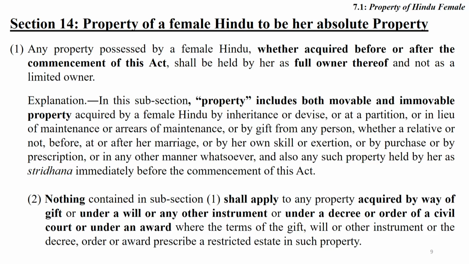Friends, subclause 2: nothing contained in subsection 1 shall apply to any property acquired by way of gift or under a will or any other instrument or under the decree or order of a civil court or under an award, where the terms of the gift, will or other instrument or the decree, order or award prescribe a restricted estate in such property. Subclause 2 has a different interpretation. Subclause 2 is an exception to subclause 1.